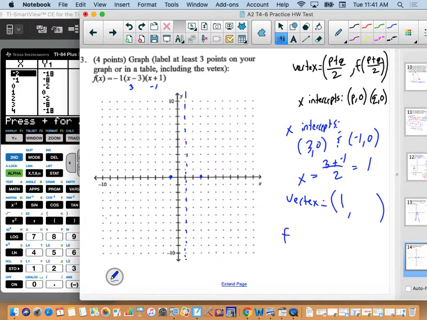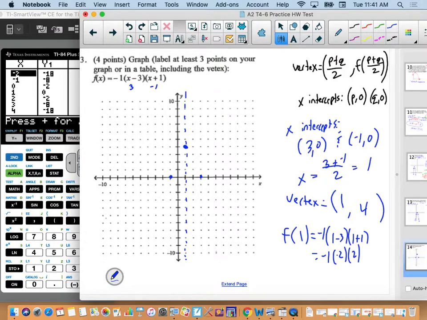So if I find f of 1, I'll get my y-coordinate. I'm going to plug 1 in place of both x values, and I will get a positive 4. Because negative 1 times negative 2 is 2, times 2 is 4. So I graph that.